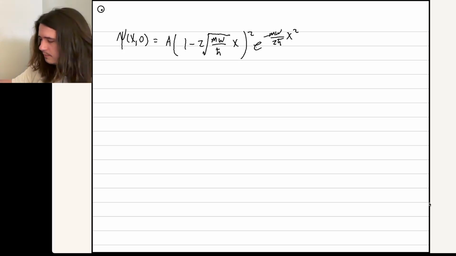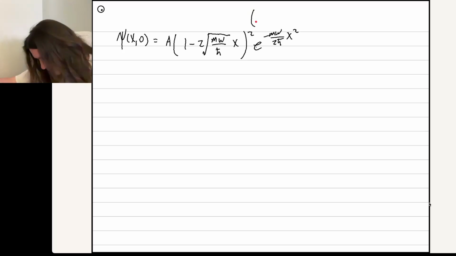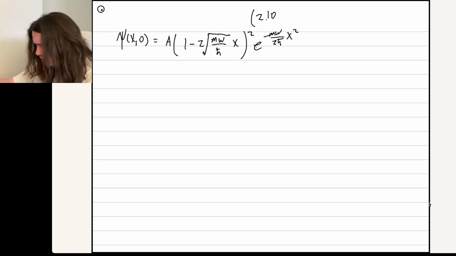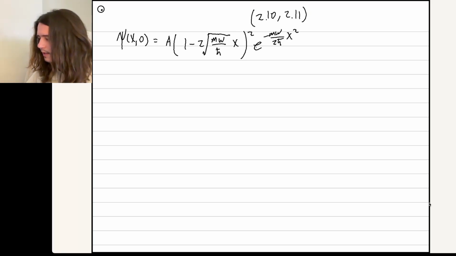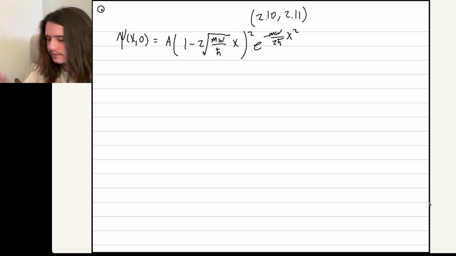During this problem, I will be referring to stuff from problem 10 from this chapter and problem 11 from this chapter. I'll link both of those. 10 mostly because I need the psi 2 stationary state, and 2.11 because I need a constant from there to simplify the problem a little bit. So let's get right into it.